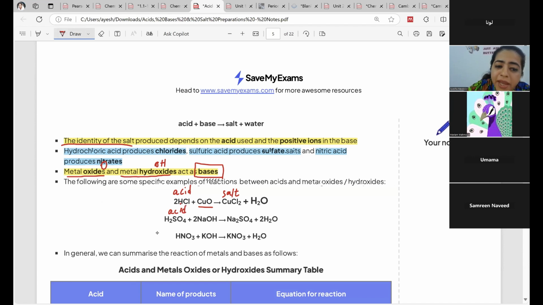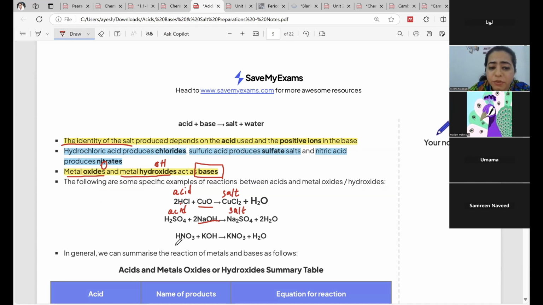It is reacting with NaOH. Now, NaOH is a metal hydroxide because it has OH inside. Metal hydroxide means sodium hydroxide. Like this, you can remember the names. So it is producing Na2SO4, which is a salt, with water.